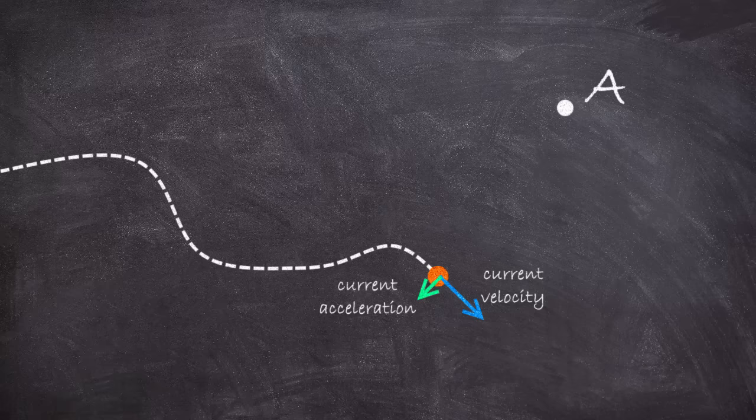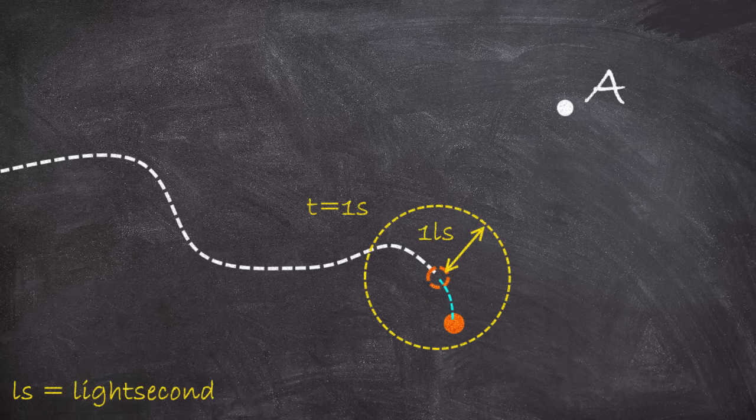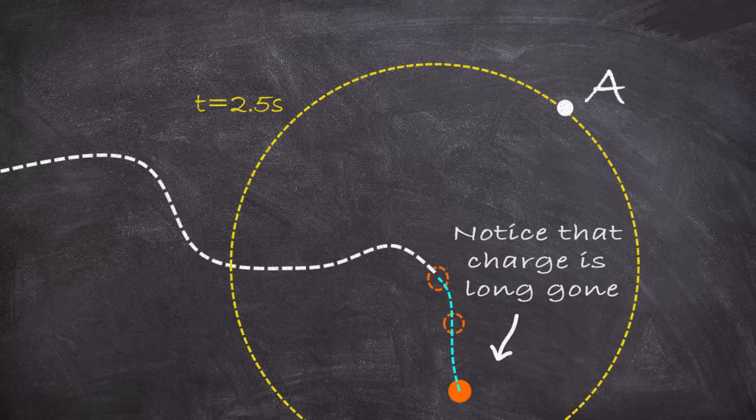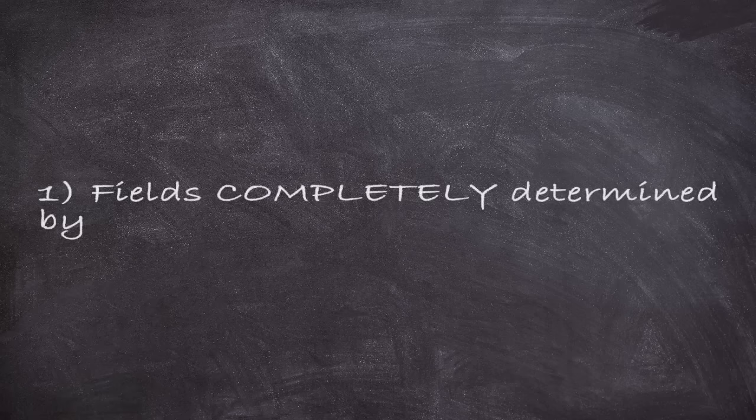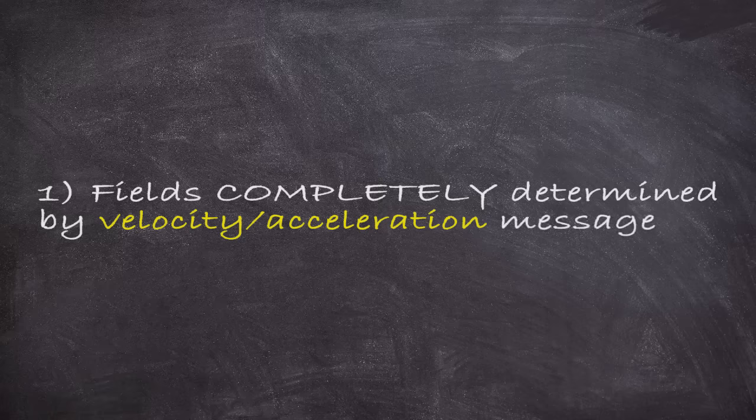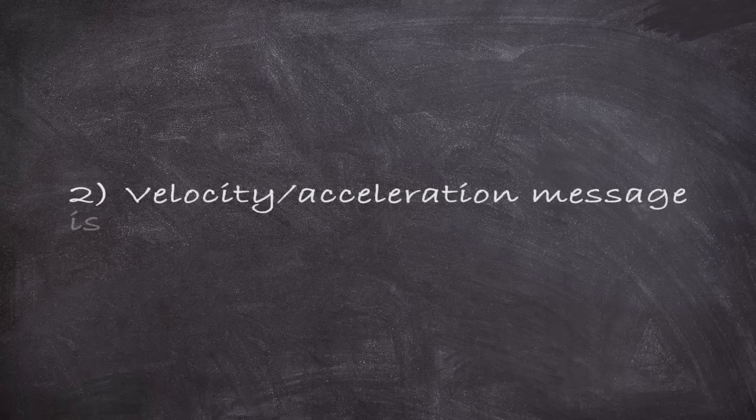Now let's look at what happens to that broadcast after 1 second. After 1 second, this broadcast has traveled a distance of 1 light second. A light second is just a unit of distance, how far light travels in a second, so it's super useful. So this circle I've drawn here shows a circle of 1 light second radius. Let's say after 2.5 seconds, the message is now here, and it has just reached our point A. Now here are the two big points. One, when this happens, the electromagnetic field at A will be completely dictated by the charge's velocity and acceleration information that it just received. And two, this isn't the charge's velocity and acceleration right now, it's its velocity and acceleration 2.5 seconds ago. It's a time-delayed update. In fact, let's put this even more concretely.